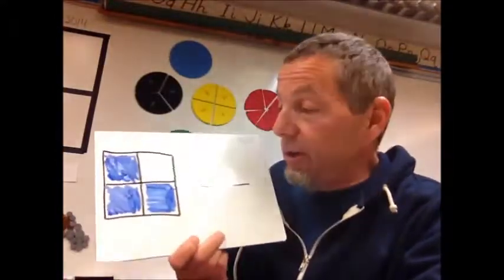How many pieces are there, boys and girls? All together, every one of them, whether there's something there or not. How many are there? There's 1, 2, 3, 4. There's 4. At one time, they were all filled in.